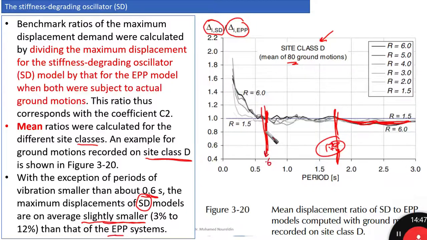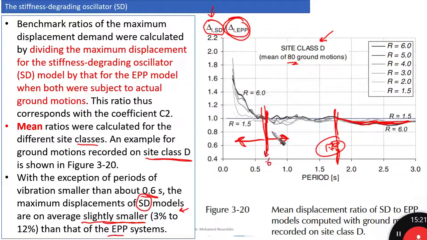And this is right. Look here, before and after 0.6. After 0.6, you are going to find the mean values. If we take the mean of these, it is going to show us that the maximum response of these systems modeled with stiffness degradation models or oscillators is going to be less than that for the case of elastic perfectly plastic models.